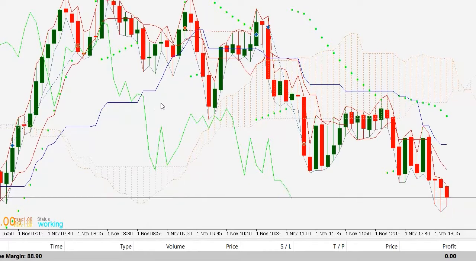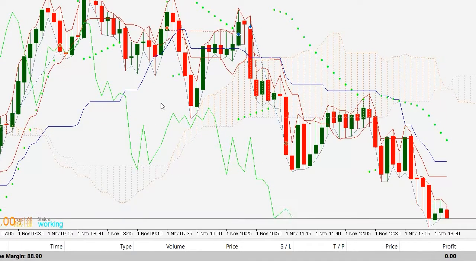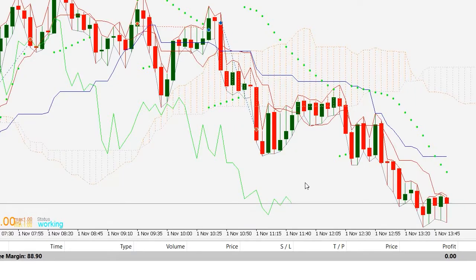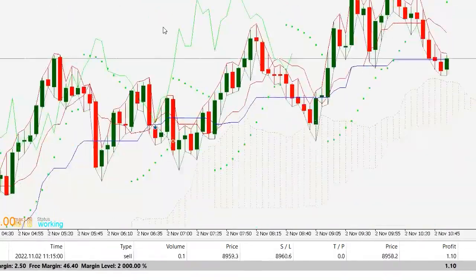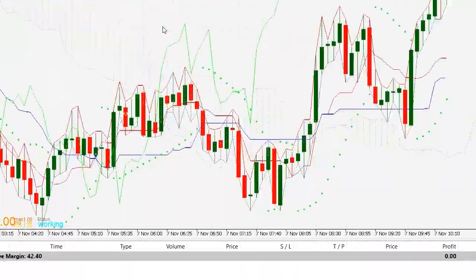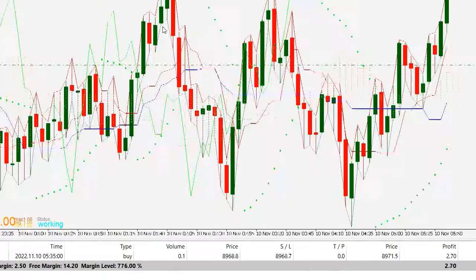So subscribe and go to the next video to see what happens when we optimize this Ichimoku. Guys, this is how it behaves. Let me fast forward and see how it would have behaved. The account is not blowing. That's a good thing. There's hope.